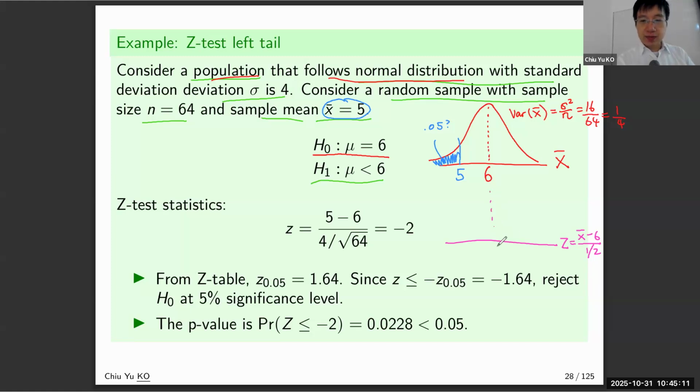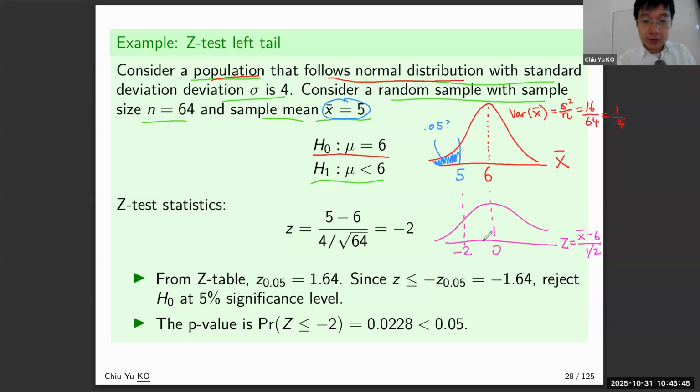So in this case, this becomes 0. And this becomes -2. Why? Because the SD is 1/2, square root of 1/4. And this is 1 below the mean, and SD is 1/2, so it's -2, right? Because it's 2 SD below the mean. Sorry.